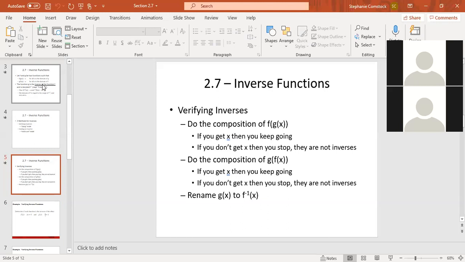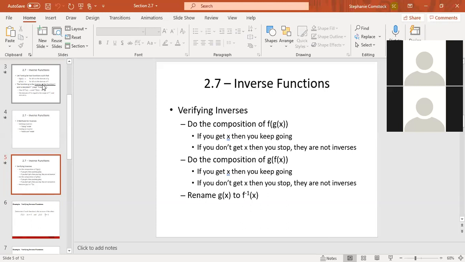If you're willing to let them keep going, then you're going to do the composition the other way. You're going to do g of f of x. You're looking for x to happen again. Again, plain x, not x plus 7, not x squared, not 3x plus 5. None of that. If at any point, in either f of g of x or g of f of x, you do not get x, they're not inverses, you stop. There is no reason to go on.